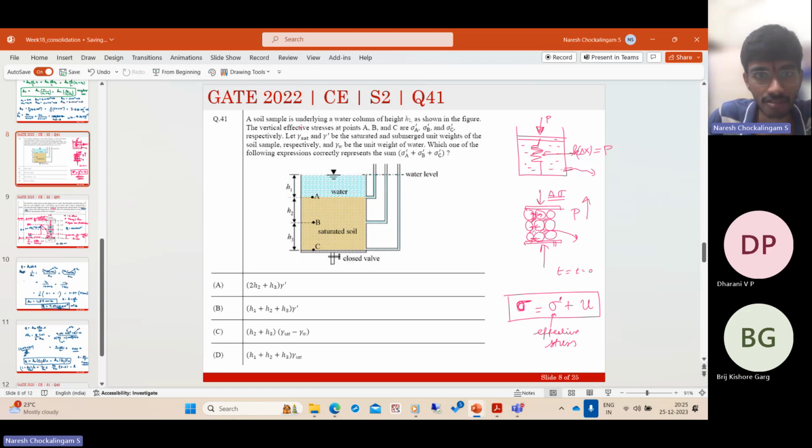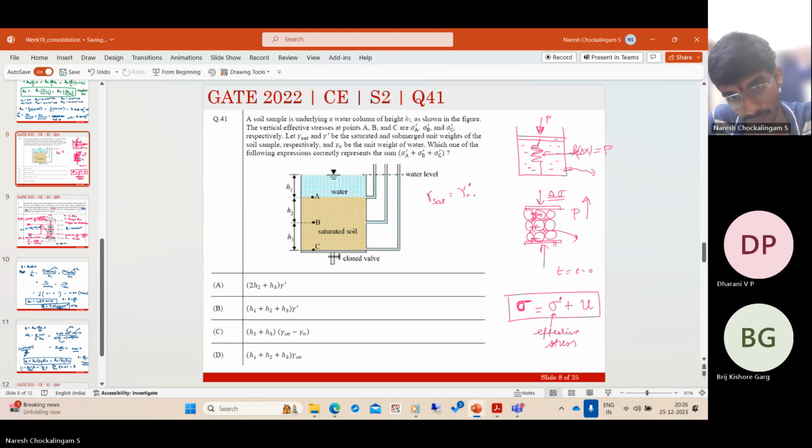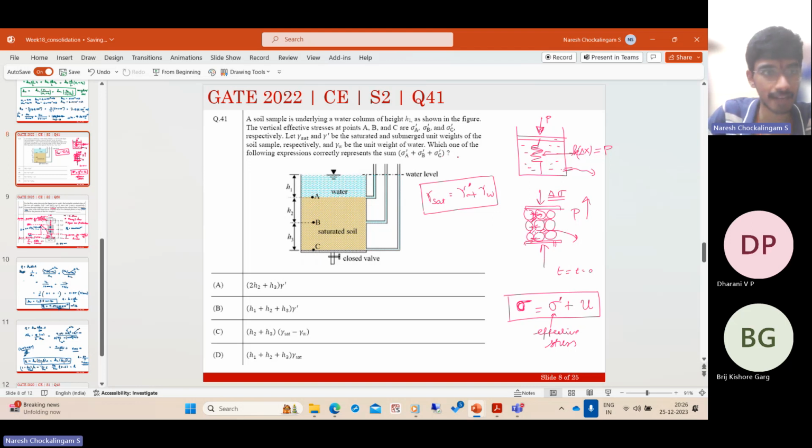Now, this is the problem we have. A soil sample is underlying a water column of height h1, and the vertical effective stresses at points A, B, and C are sigma A prime, sigma B prime, sigma C prime. They are given the saturated unit weight of the soil and also the submerged unit weight. Saturated unit weight is equal to the submerged unit weight plus the unit weight of water. That's all. That is simple. Gamma W is the unit weight of water. Which one of the following expressions correctly represents the sum sigma A prime plus sigma B prime plus sigma C prime? So let us solve this problem.